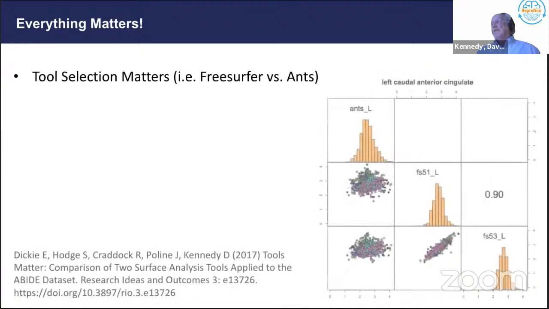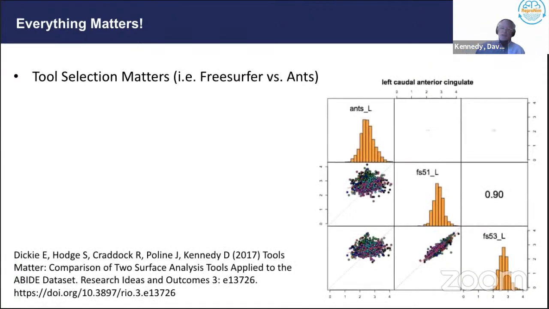Anyway, what tool you choose to use matters. The neuroimaging community is blessed with having lots of different tools available for different things. It's also cursed by having lots of different tools available for different things. I'm not going to talk about which tool is right or wrong, but I'm going to tell you that if the popular FreeSurfer tool gets used or the popular ANTs tools get used, different versions of FreeSurfer are fairly self-consistent, but the FreeSurfer to ANTs correlation of certain similar measurements is lower. In this case, the volume of the left caudal anterior cingulate, a cortical region that both of these systems measure.